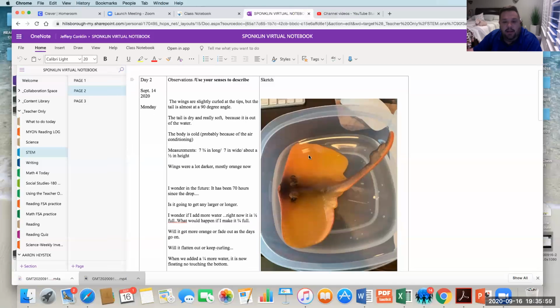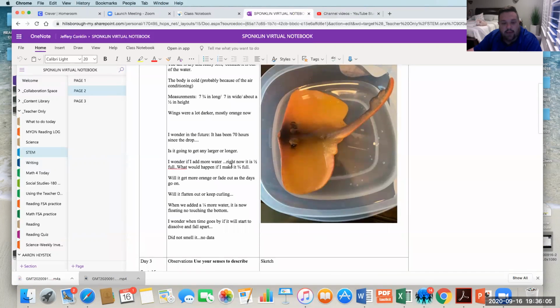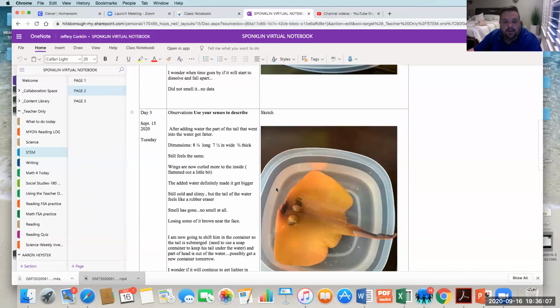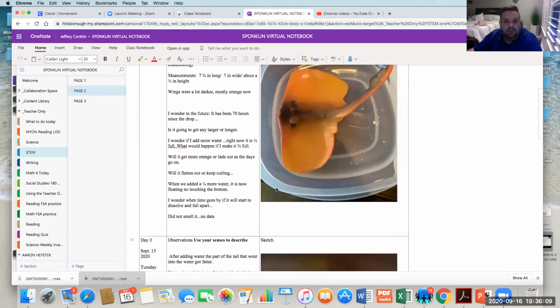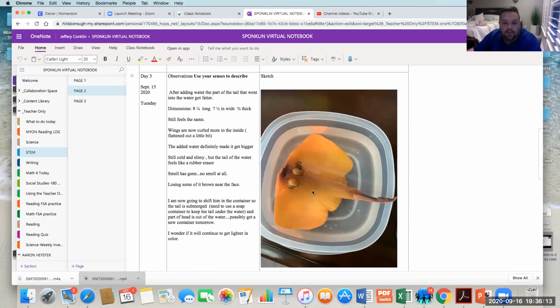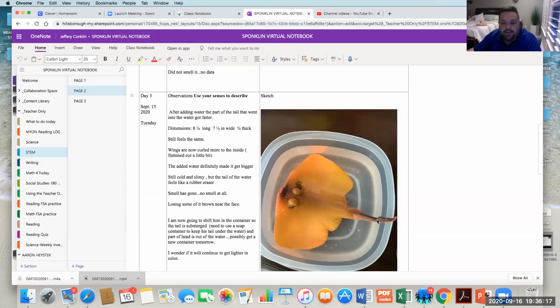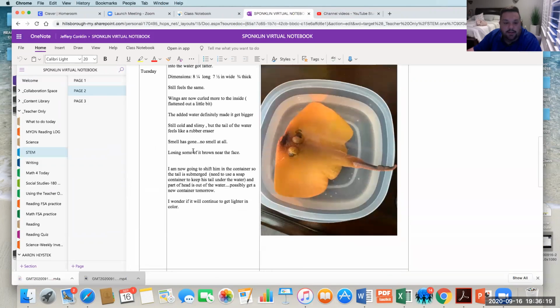On Monday, we snapped in a picture of our grow creature and talked about all the things we saw. And then, I wonder if we had more water, what would happen? Then on day 2, well, it says day 3, but day 1 was the drop day, we noticed that it got a little bit bigger, but the tail stayed thin because it didn't get in the water. The smell was gone. It lost some of its color.